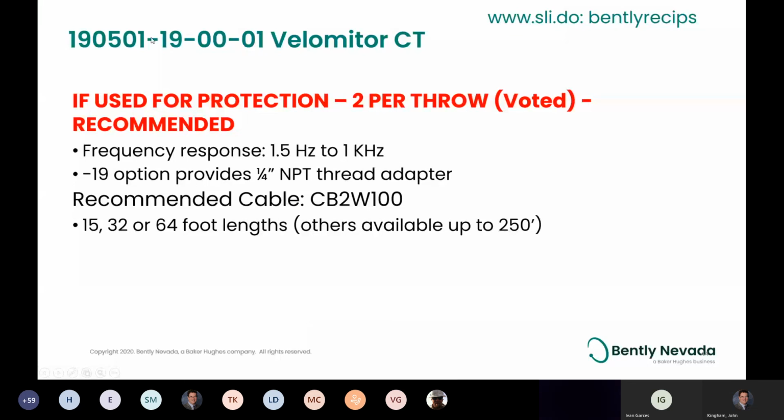And again, here's the part number. I put a -19 here because that -19 option provides a 1/4 inch NPT thread adapter, which makes mounting this very easy. All you have to do is drill the proper hole and thread that in, and you're good to go. You don't have to do the same surface prep that you have to do for the Crosshead Excel. Again, it has a 1.5 hertz to 1 kilohertz frequency response, and then there's a recommended cable for it. It comes in standard lengths of 15, 32, and 64 feet, and there's plenty more available up to 250 feet.